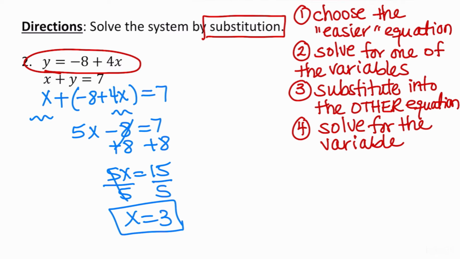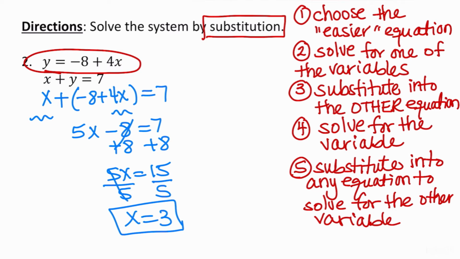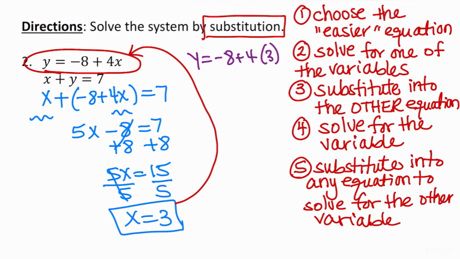Okay, so once I've solved for one of the variables, I'm now going to take that information to go back and figure out the other variable through substitution again. So in this particular case, we're going to substitute into any equation to solve for the other variable. I'm going to go ahead and plug in the x where I see the x in the red equation just because there the y is already by itself. And now I'm going to solve. So y equals negative 8 plus 4 times x, which happens to be 3. So y equals negative 8 plus 12. y is equal to 4.